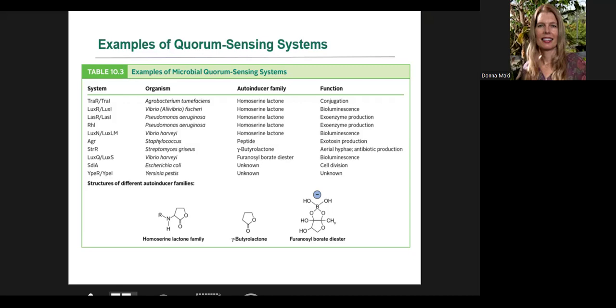So we'll talk more about that and get a little bit more into the ecology, but I think I'm going to stop there. I did have a Google Form question I wanted to ask you, but before we shift to that, are there any other questions on quorum sensing?